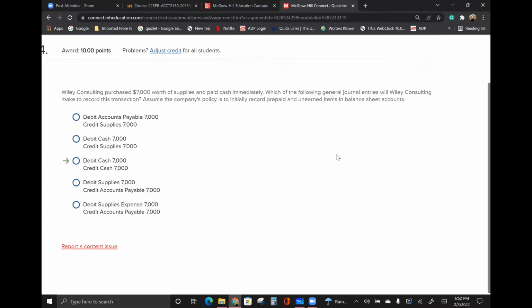Okay, so supplies are considered an asset because we'll have benefit over a course of a period of time to use those supplies. So when I set it up, my entry is going to be to debit supplies. So that's what the answer should be. Should be debit supplies, 7,000, and credit cash, 7,000. So it's a good catch.